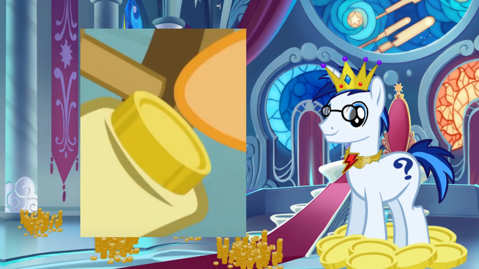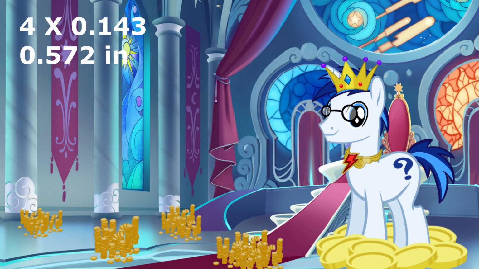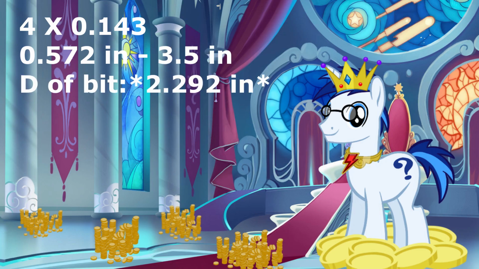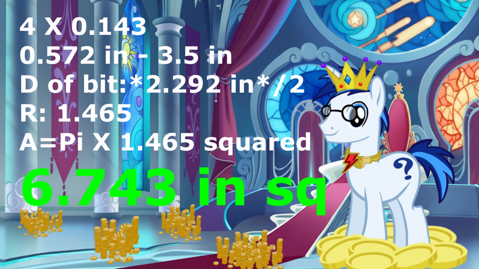Now we measure how many 2-to-1 ratios aren't measuring the bit, which is about 4. Take the 4 and multiply it by 0.143 inches, and we get about 0.572 inches that aren't measuring the coin. Then subtract that from the total diameter of the hoof, and we get about 2.29 inches. Okay, we're getting somewhere. Stick with me for a little longer. Lastly, to find the area of a bit, we take the diameter and divide it by 2 to get the radius, and then plug it into the formula again. And finally, we get the surface area of a bit, which is about 6.743 inches squared.